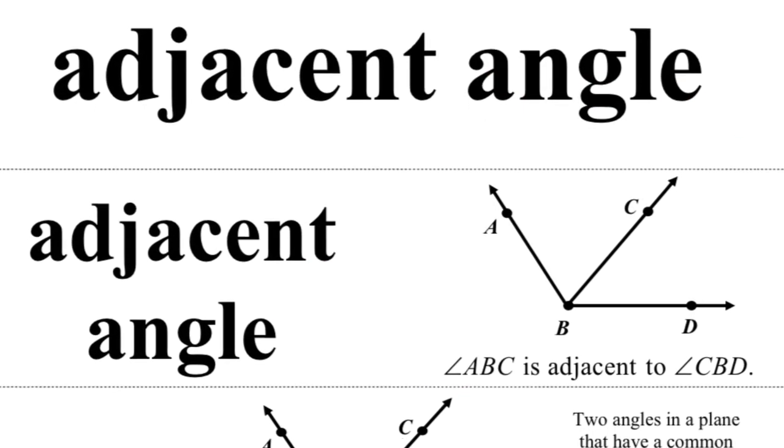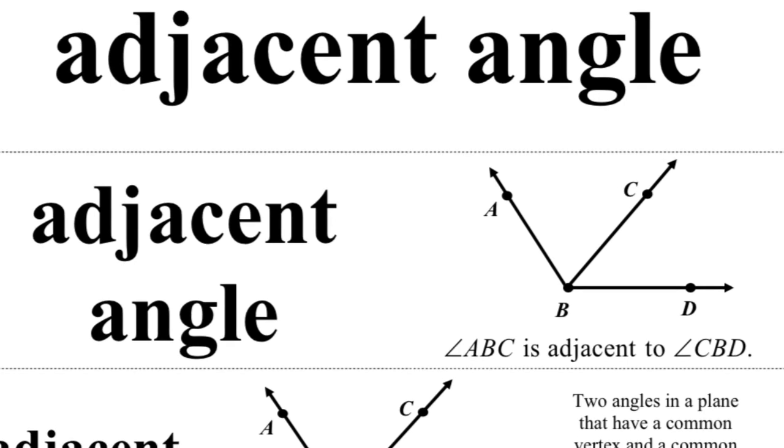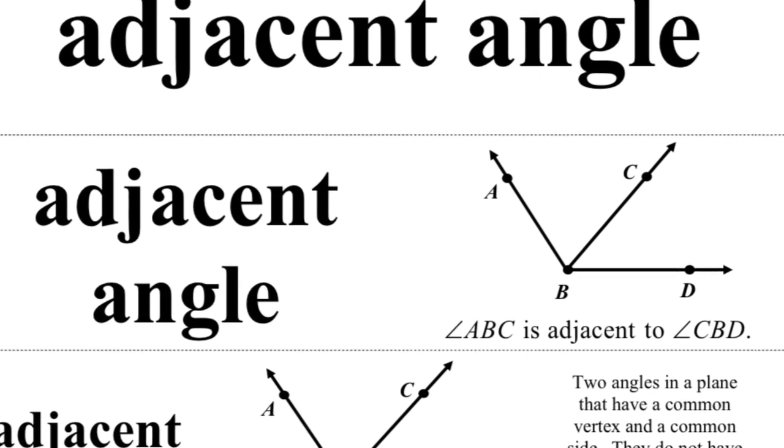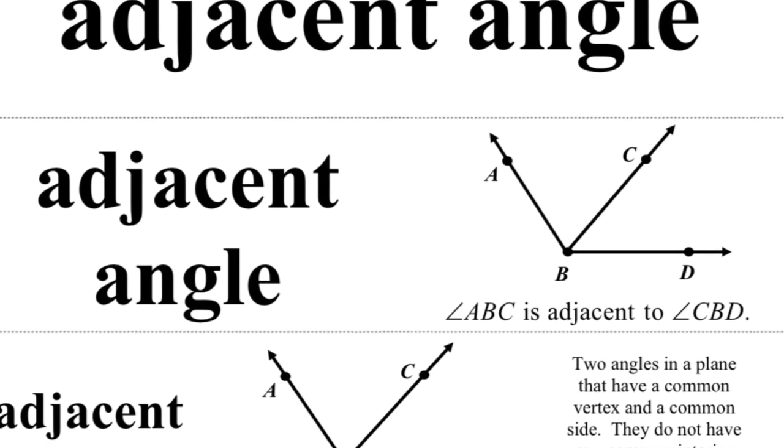Adjacent angles are two angles that are right next to each other. In other words, they're two angles that share the same vertex and the same side.